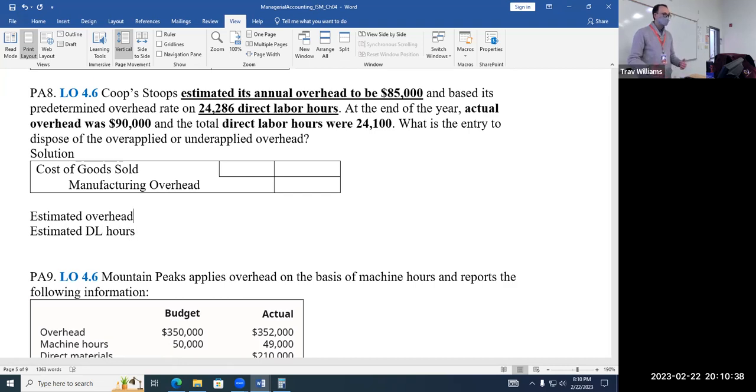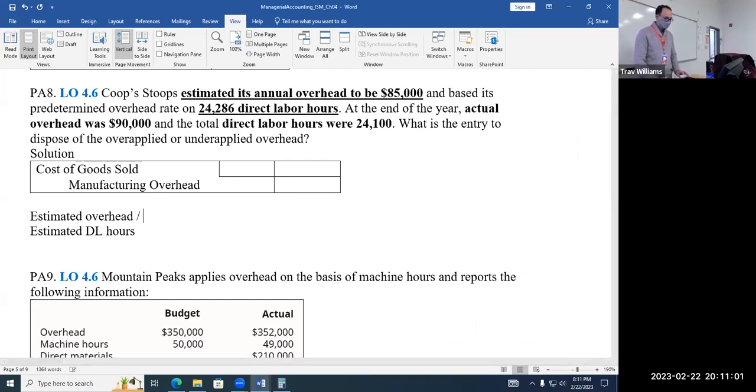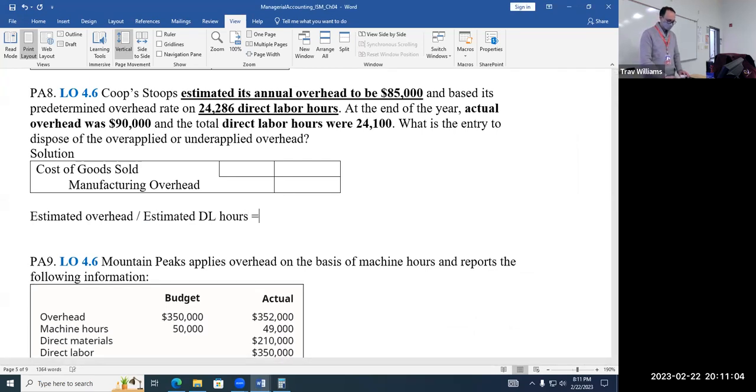So that would be 85,000 divided by 24,286, right? Try that again. $85,000 of estimated overhead divided by 24,286 direct labor hours. We'll round that off to $3.50 per direct labor hour. So that is our overhead allocation rate.